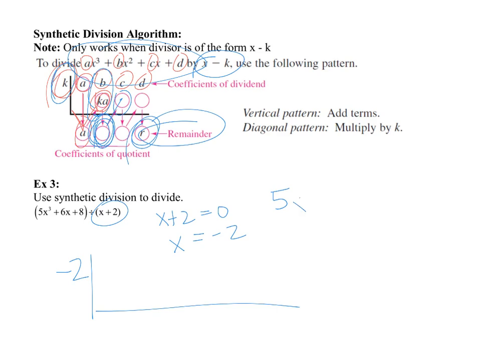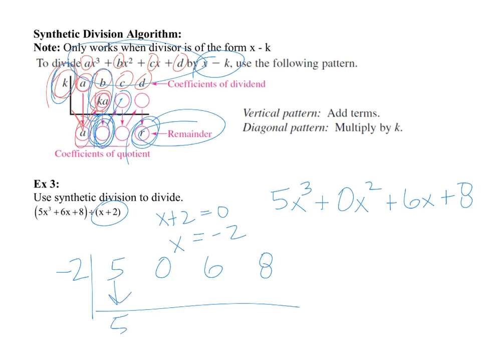So if I write out all the terms of the coefficients, there is one leading coefficient that's 0. And that's very important to include when doing your synthetic division. If you don't, you're going to get the wrong answer. Okay, so I have 5, 0, 6, and 8.